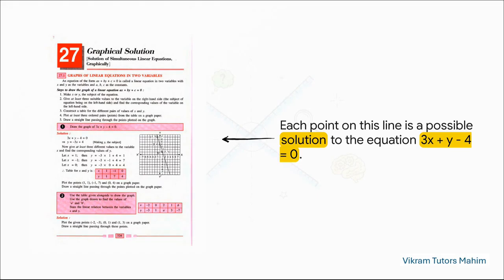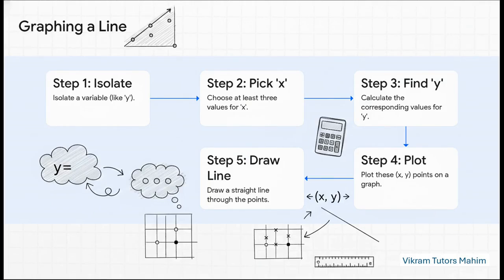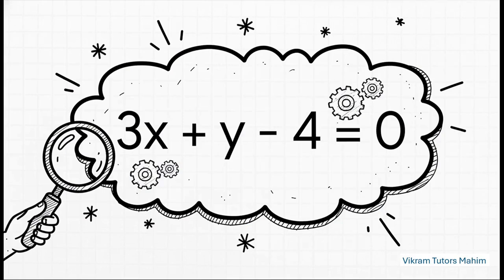And get this, every single point is a solution. Okay, cool. But how do we actually draw the line just from the equation? It's actually a pretty simple 5-step process. Let's break it down real quick. All right, let's walk through this example right here and see how it works.